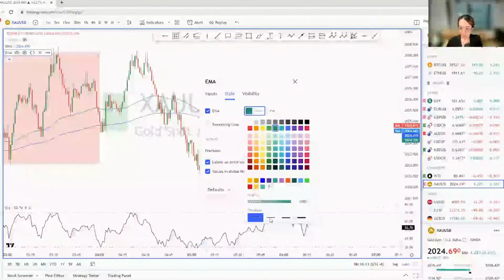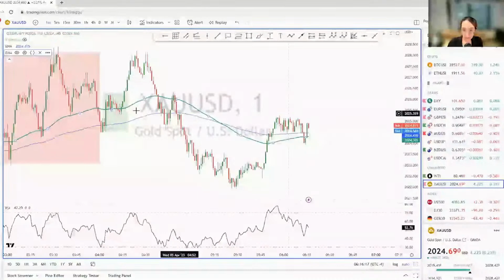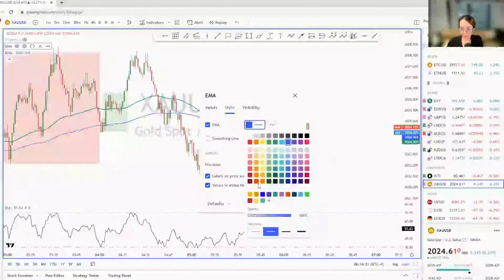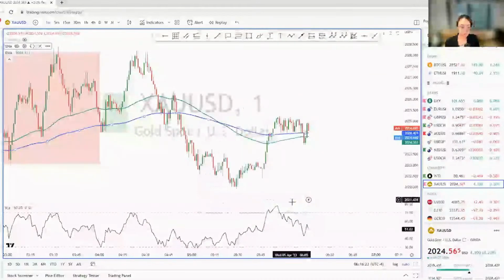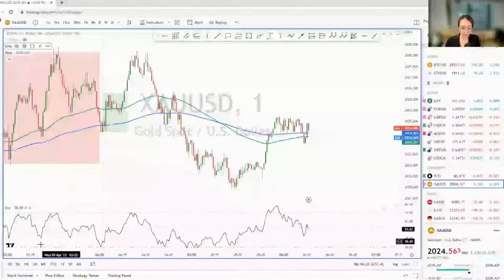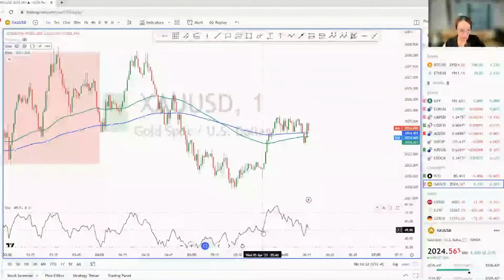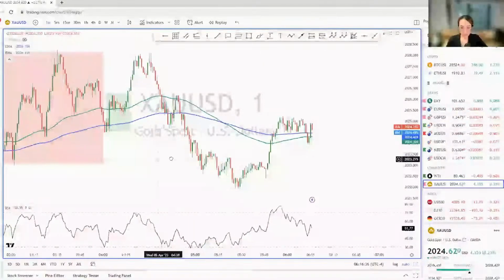You can make the thickness slightly thicker. Usually I only use these two EMAs. And for my RSI, I only use it when I want to see divergence, bearish divergence or bullish divergence only.